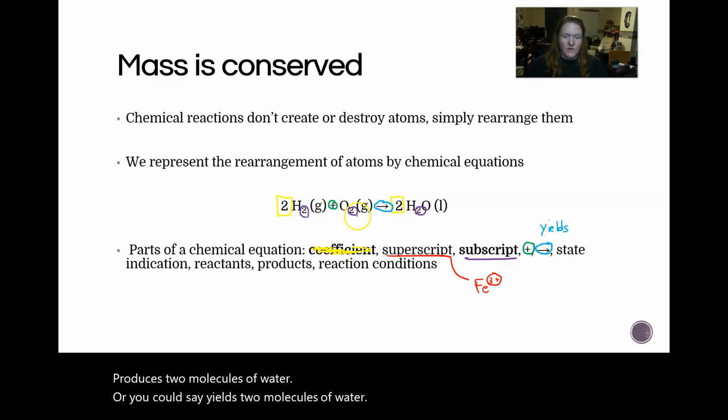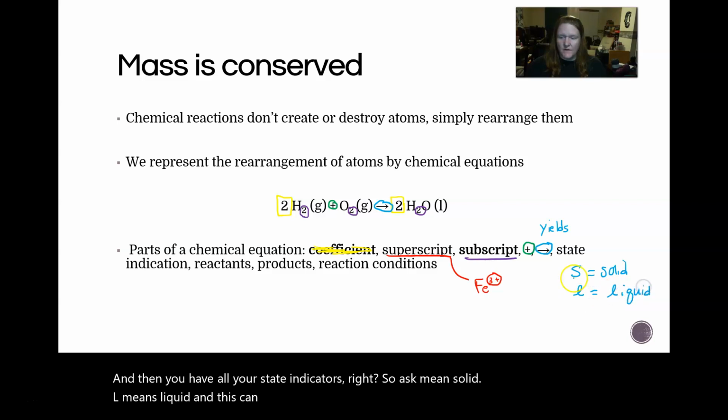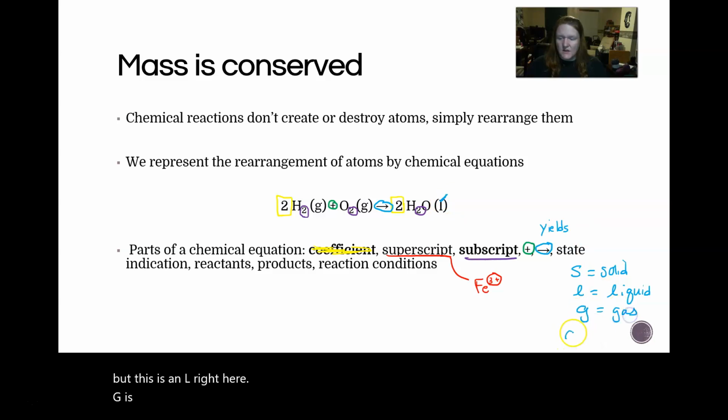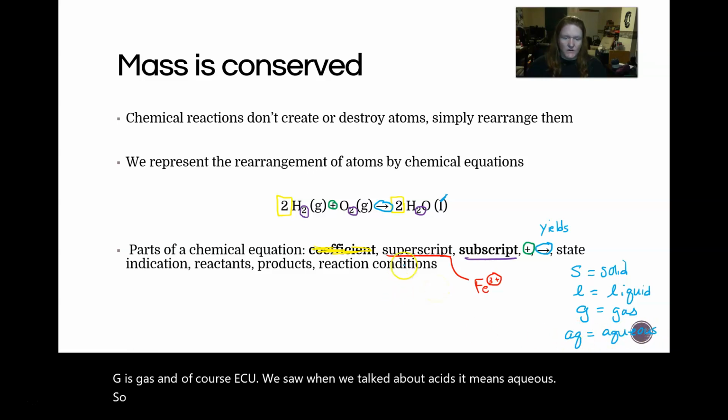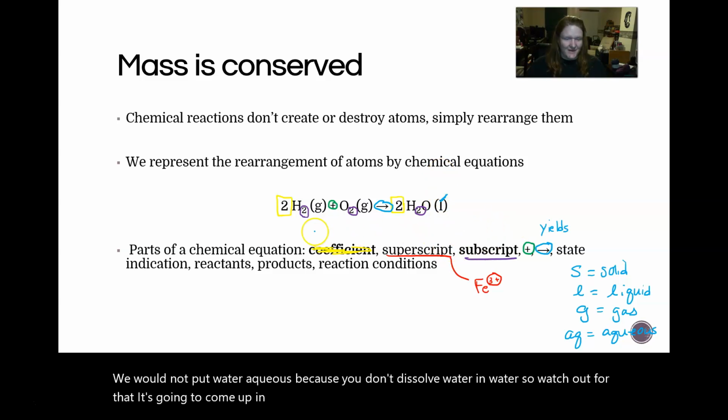And then you have all your state indicators, right? So S means solid, L means liquid, and this can look confusing depending on the font. It might look like a 1, but this is an L right here. G is gas, and of course AQ we saw when we talked about acids. It means aqueous, so dissolved in water. We would not put water aqueous because you don't dissolve water in water. So watch out for that. It's going to come up in experiment 4.